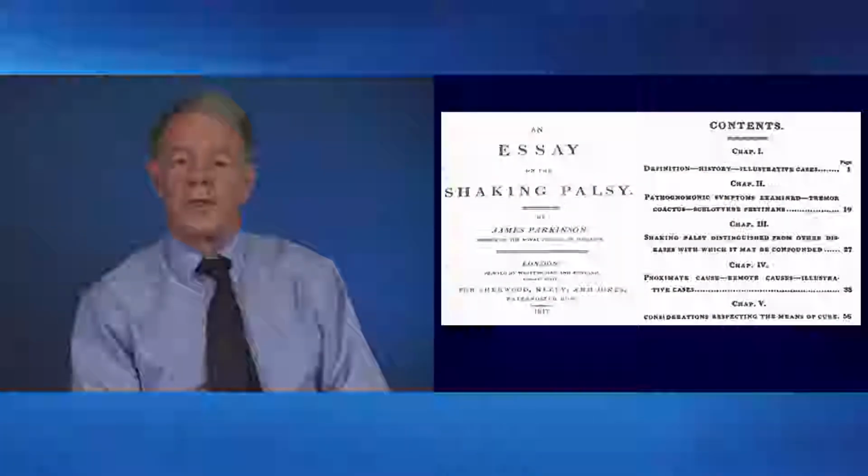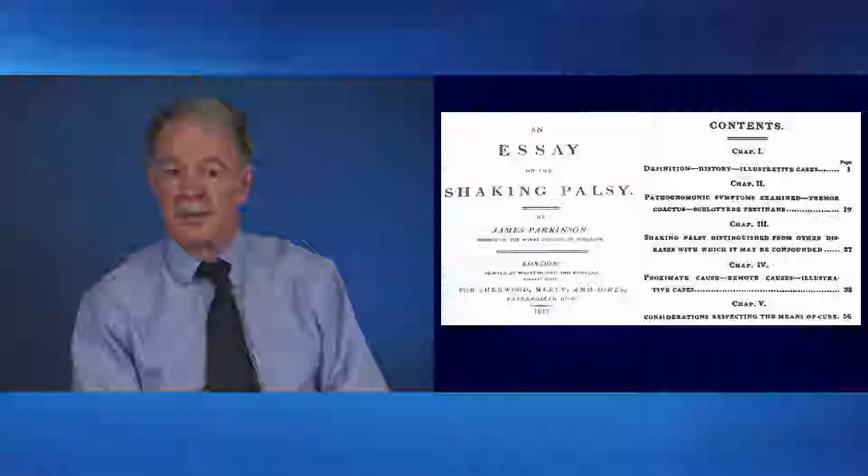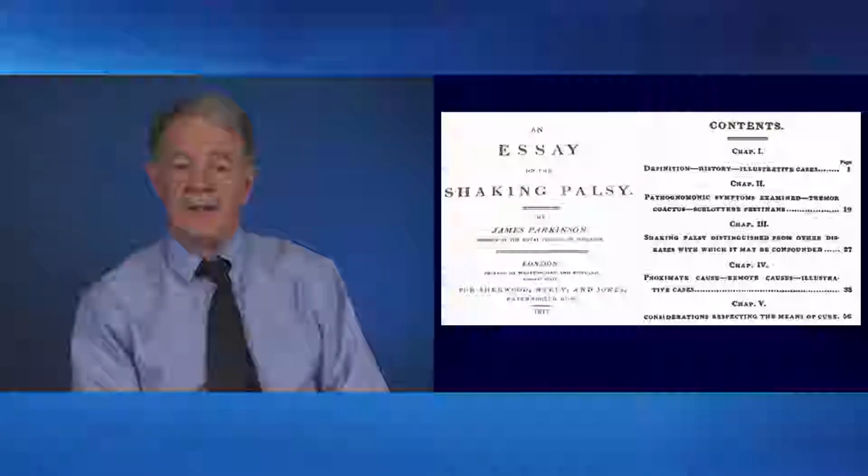Back a little more than 200 years ago, a small-town doctor named James Parkinson described a condition that he called the shaking palsy. And in this essay, published in 1817, he described this condition so well that today we could identify what he was talking about in the 6 patients that he described.